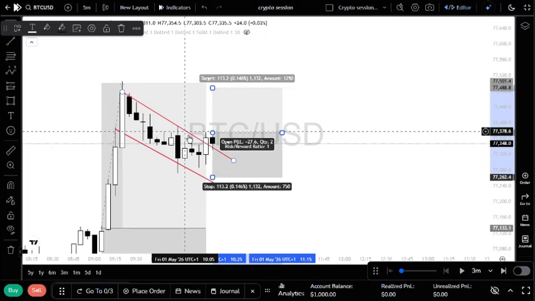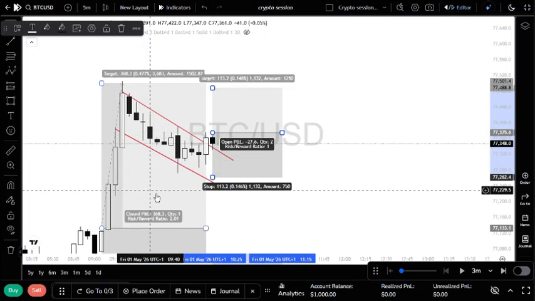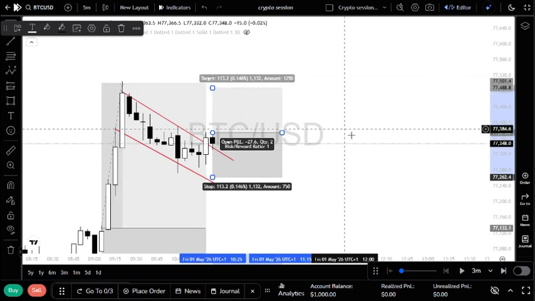I started on the 4 hour. I went down to my structural time frame. I saw an entry on my entry time frame, then I took it. Same thing, vice versa if you want to sell. So let's head back into the chart.